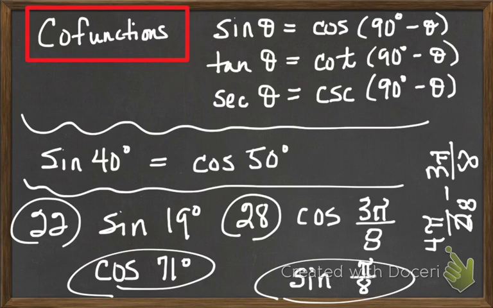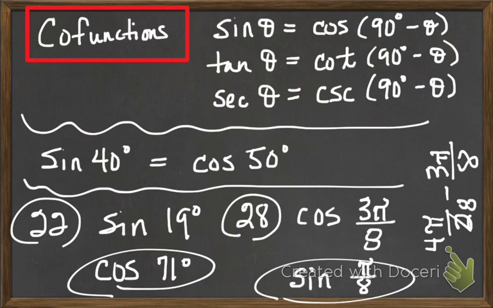Those are called cofunctions. If they give you a tangent, then you're going to use a cotangent. You're just going to do 90 minus the angle. If they give you a cotangent, you're going to use a tangent. If they give you a secant, you're going to use a cosecant. You have to be careful here because we're not doing reciprocal functions. So sine and cosine go together, tan and cotan go together, secant and cosecant go together.